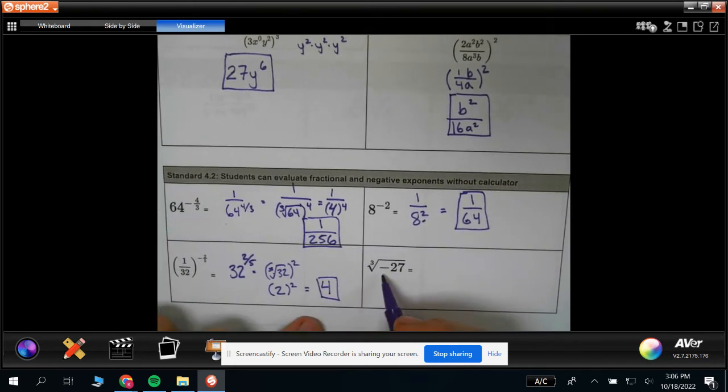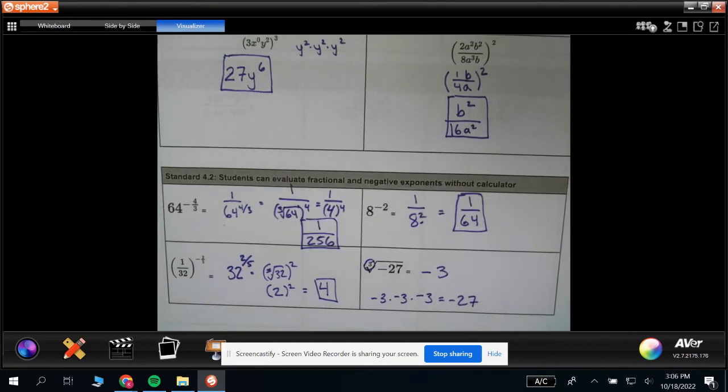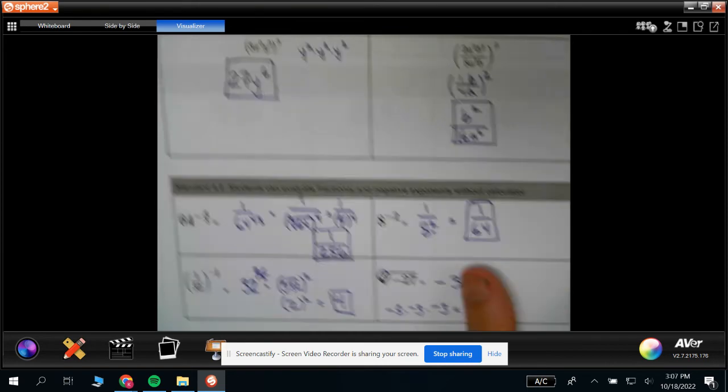Lastly, what's the cube root of negative 27? What number times itself 3 times equals negative 27? Negative 3. Wait, Mr. A, you can't have a square root be a negative. Careful, it's a cube root, because negative 3 times negative 3 times negative 3 equals negative 27. All right, that's Golden Standard 4.2. Let's keep going.